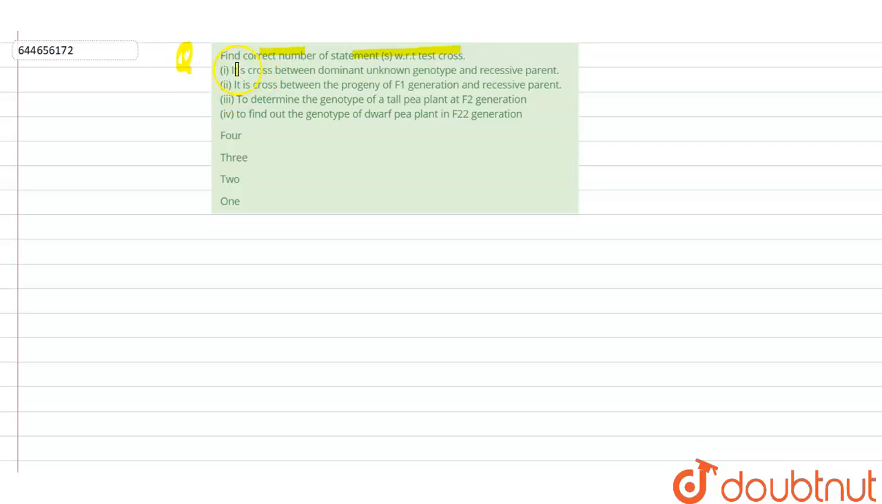Hello students, so today our question is find the correct number of statements with respect to test cross. The first statement is it is a cross between dominant unknown genotype and recessive parent. The second is it is a cross between progeny of F1 generation and recessive parent. The third is to determine the genotype of all pea plant at F2 generation. And the last is to find out the genotype of dwarf pea plant in F2 generation. So there are four options with us. So let's talk about this.